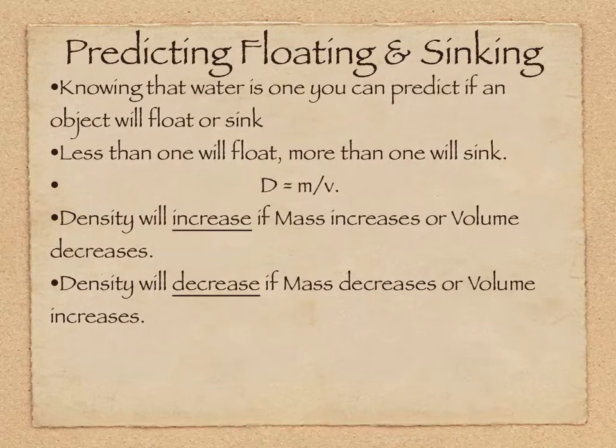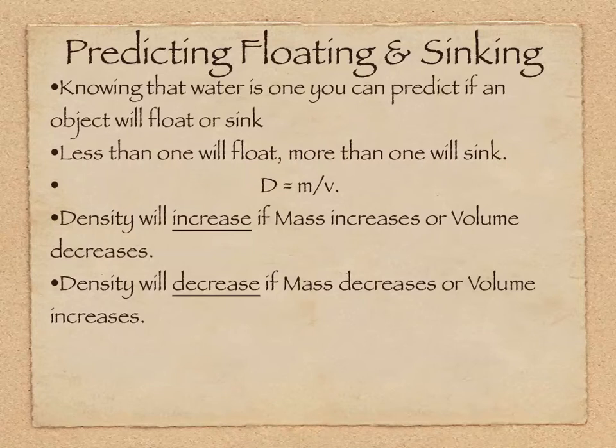Yesterday we talked about the fact that water has a density of 1 gram per cubic centimeter. So water is 1. Knowing that water is 1, you can predict that an object will float or sink by knowing its density. An object that has a density of less than 1 will float, whereas an object that has a density of more than 1 will sink.